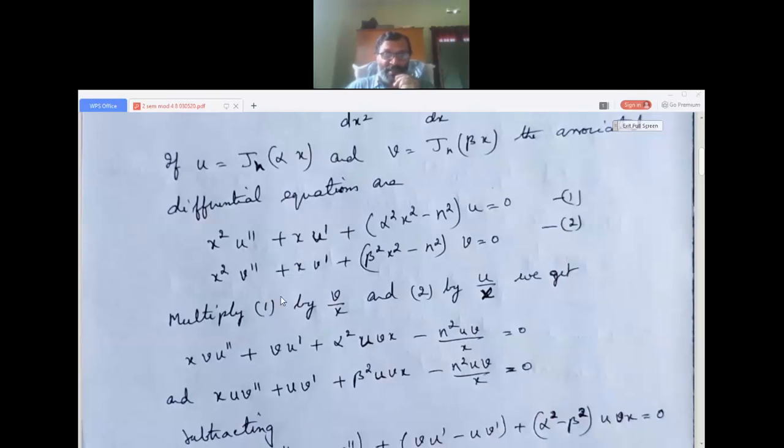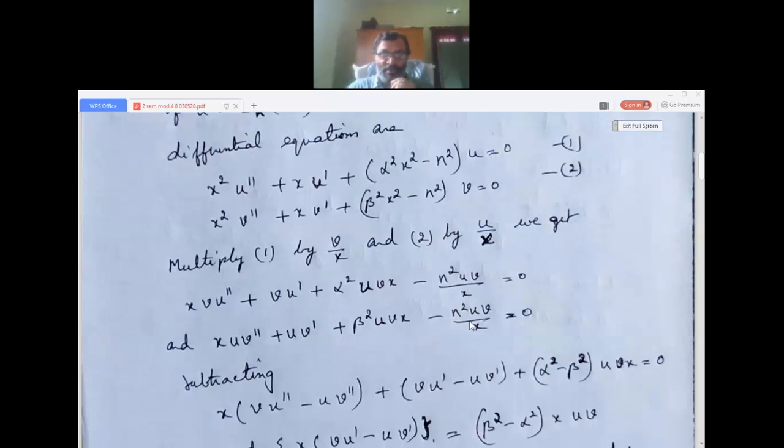Now I multiply the second equation by u by x. I will get x u v double dash. So x cancels, u v dash. Here beta squared x squared, so one x gets cancelled, beta squared u v x minus n squared u v by x equals 0.